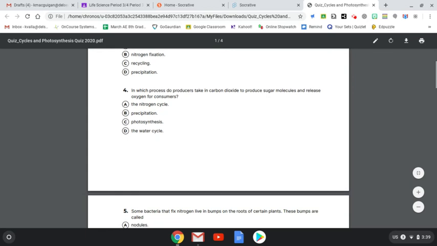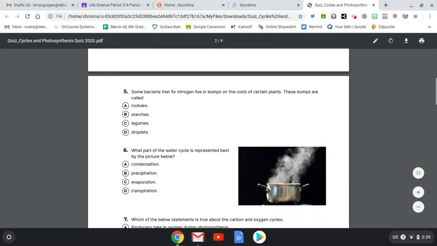Number four, in which process do plants take in carbon dioxide to produce sugar molecules and release oxygen for consumers? Is it A, the nitrogen cycle, B, precipitation, C, photosynthesis, D, the water cycle?